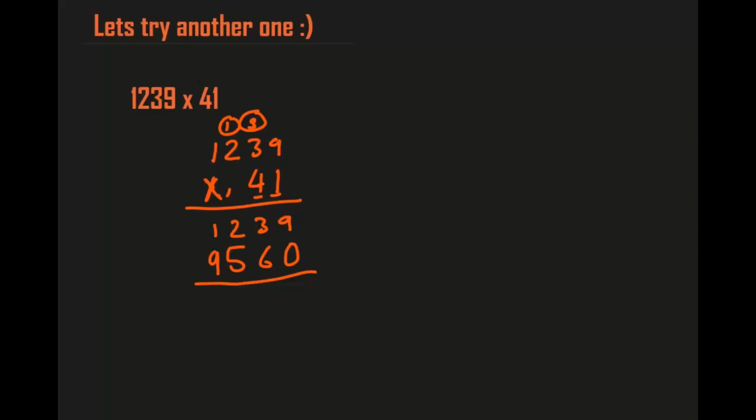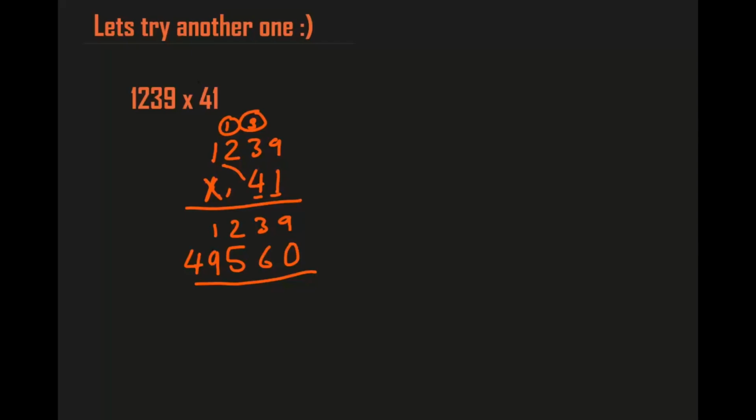Oh no, and then sorry, we need to do 4 times 1. So 4 times 1, or 1 times 4, equals 4, so we get a 4 there. Now, we simply, like we did on the last problem, we're going to add.